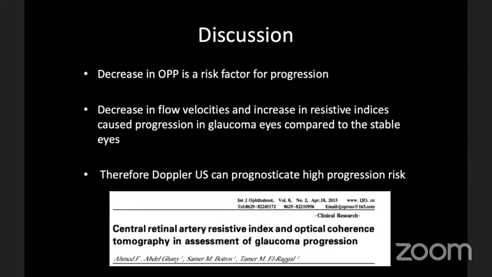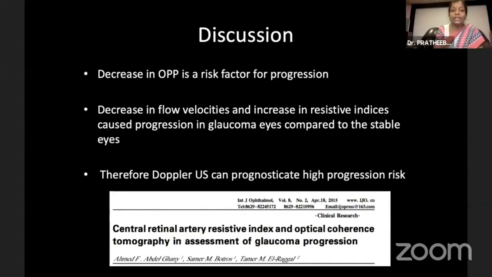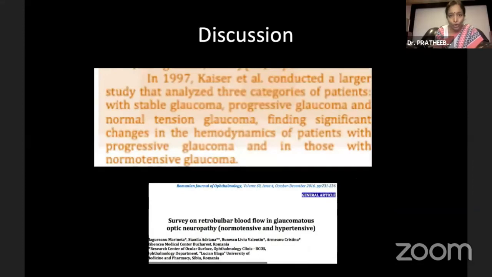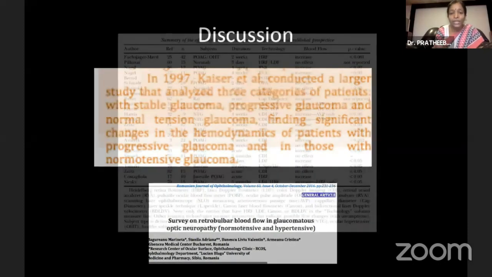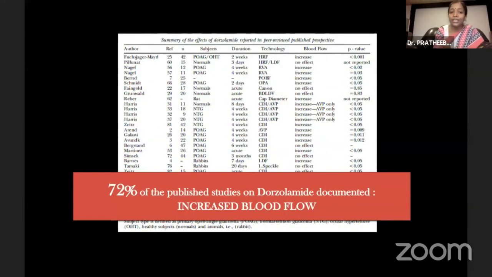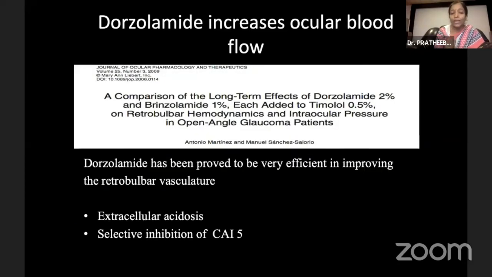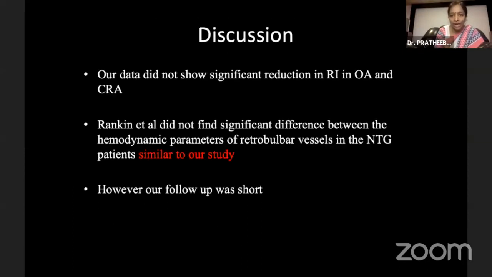Okay, sir. It has been reported in literature that a decrease in ocular perfusion pressure is a risk factor for progression, and decrease in flow velocities and increase in resistive index can cause progression of glaucoma. Therefore, color Doppler imaging can prognosticate the progression of glaucoma. Kaiser et al. have reported that normal tension glaucoma has been influenced by the retrobulbar hemodynamics. 72% of the published studies show that dorzolamide increases the blood flow. They report that dorzolamide is improving the blood flow by extracellular acidosis or selective inhibition of carbonic anhydrase.